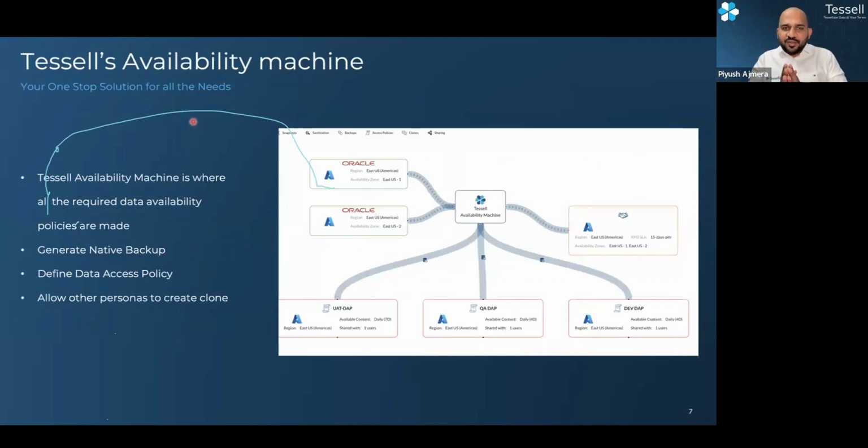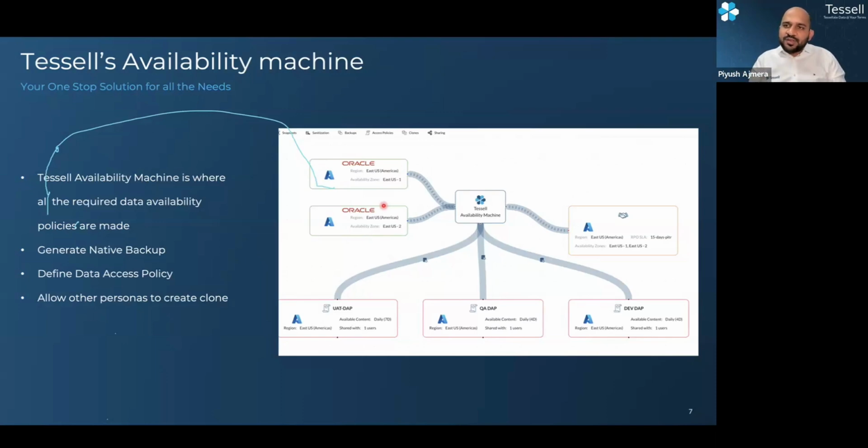Tessell ensures your data is always available using the Tessell Availability Machine, right? If you see here on my screen, this is the Tessell Availability Machine. I have two instances running in two different regions, and across region DR, which is in East US2, I have the same data. If you see here, there is something called DAP, which stands for Data Access Policy.